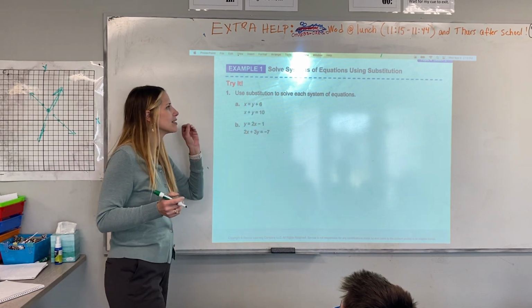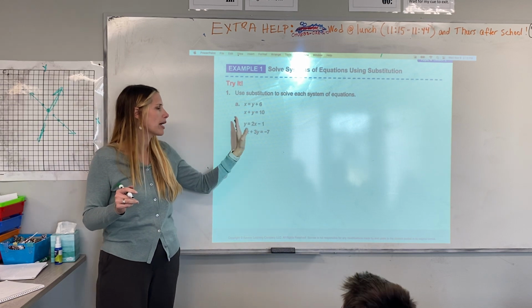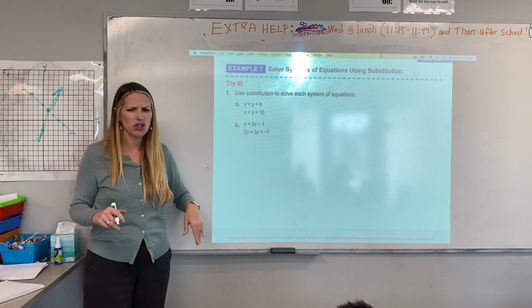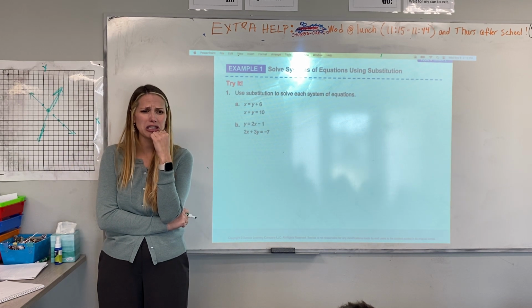We're going to use substitution to solve each system, okay? We're going to start with A, and they're not in slope-intercept form, but how am I going to graph it if it's not in slope-intercept form? So you just move.